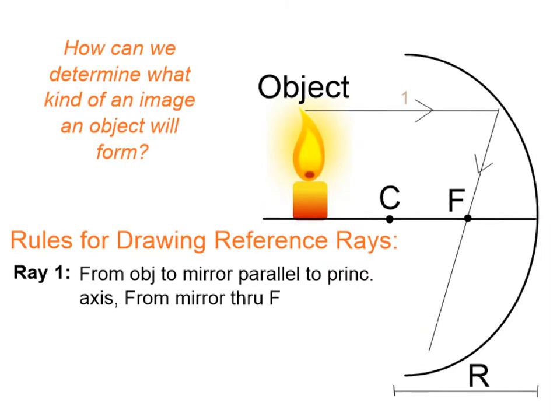We know how to do that because we can draw a normal line here. We know the angle of incidence equals the angle of reflection, and so we'll be able to determine where that ray will go. When it crosses through the principal axis, that point is going to be the focal point.